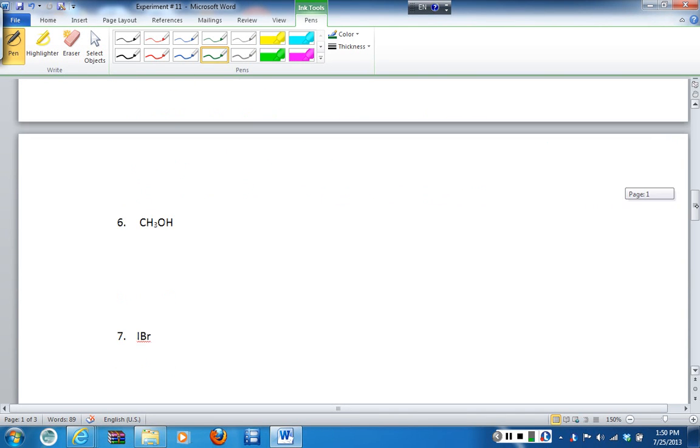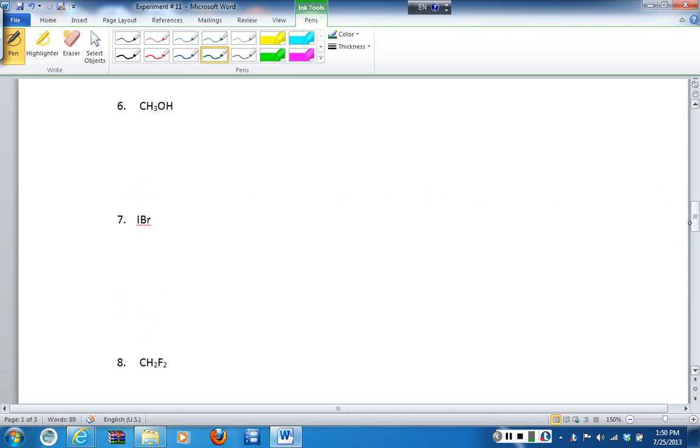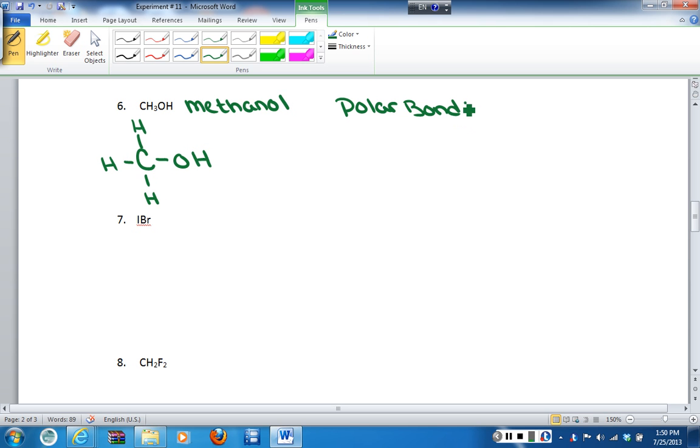If we move on to example number 6, we see that we have this structure here, CH3OH, and this is actually what's known as methanol. This is its common name. And with methanol, if we look at the structure, we have a carbon with 3 hydrogens bound, and it has an OH group attached as well. Now, clearly you can see that you have polar bonds because carbon and hydrogen and carbon and oxygen and hydrogen do not have the same electronegativity, so you know that you have polar bonds.